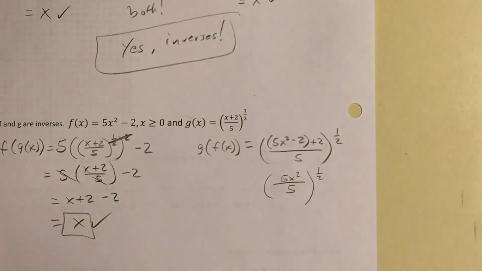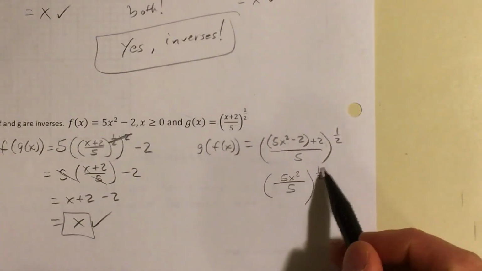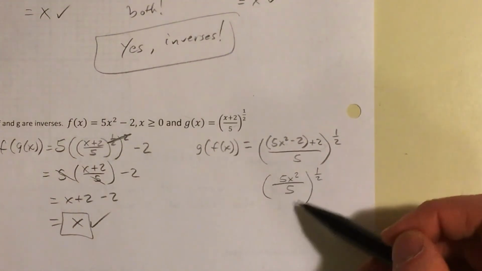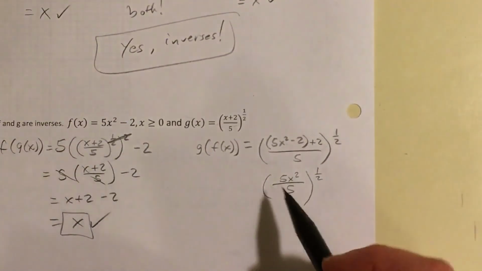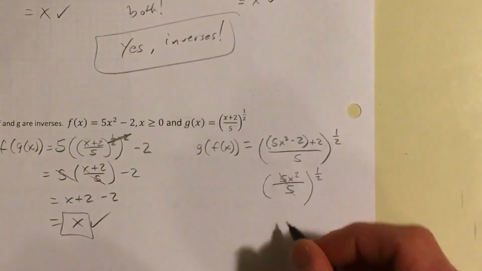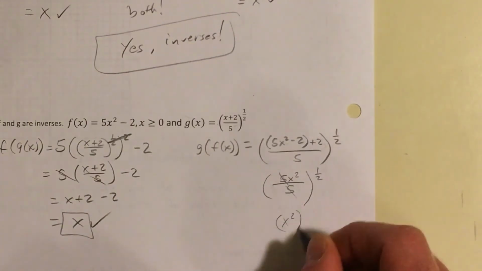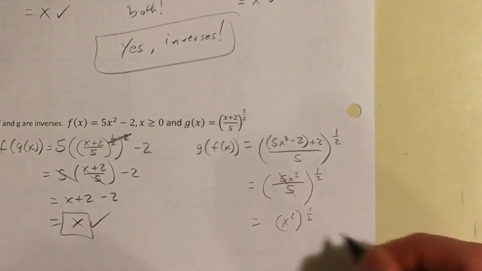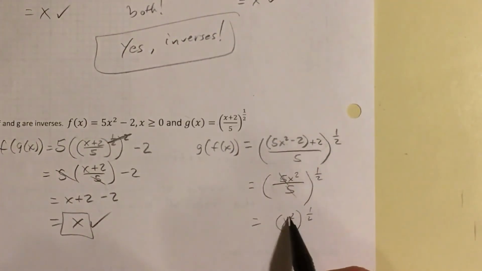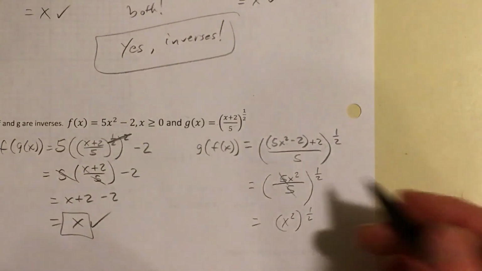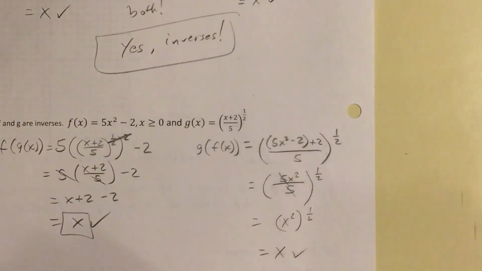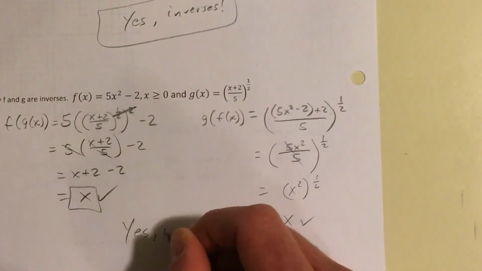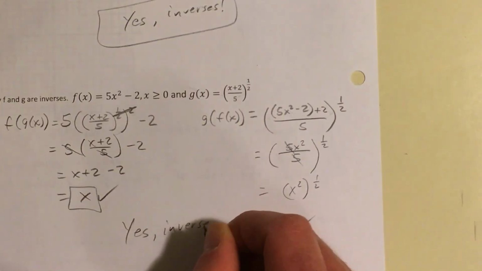1/2 power out there. It's very tempting to cross out those 1/2 powers, but again, order of operations, we still need to do what's inside the parentheses. So the 5s divide out next. And on this example, the last thing you do is to do that property of exponents and multiply those together to get x. And they both checked out. So yes, inverses.